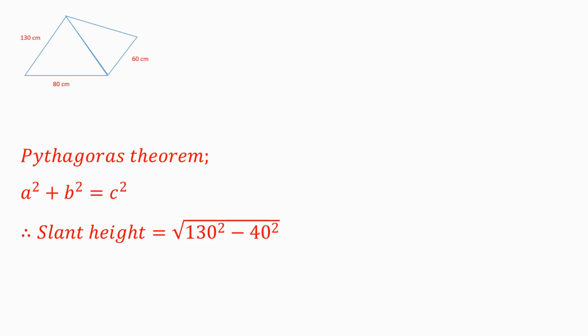And so substituting the figures, we shall have the slant height is equal to the square root of 130 squared minus 40 squared. So we are looking for the slant height on the side of the length, and the slant height is 123.69 centimeters.